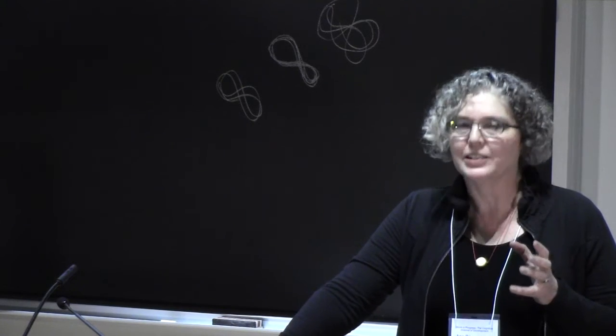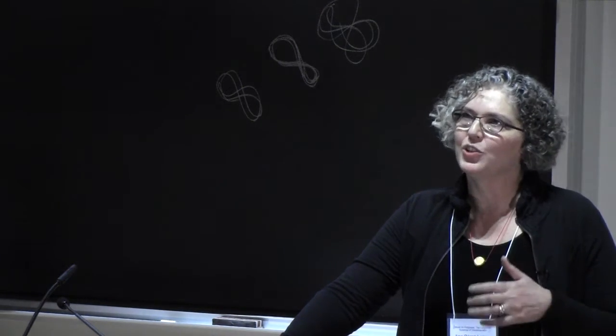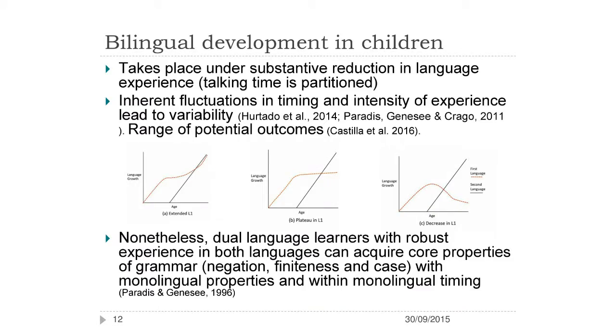That picture aside, we know that if the child has access to robust experience, he has a chance to learn a language, he will learn the language, and the core properties of grammars, for instance, negation, finiteness, case, will be acquired with monolingual timing and with monolingual properties. So that was a shift in how we perceive bilingualism.